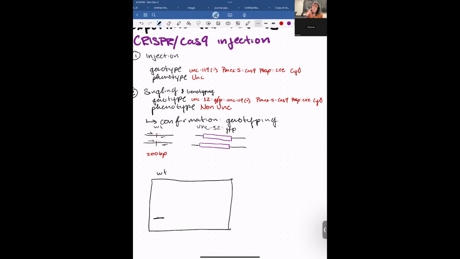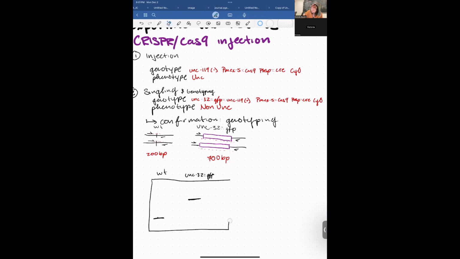Now, if we have two copies of that GFP insert, now you still have primer binding. It would be 5' and 3' of the insert. And then when the DNA between them is amplified, it would be a much longer region. If our insert's like 500 base pairs, then it would be 700 base pairs in the genotyping PCRs. This would be, and that would look like one larger band.